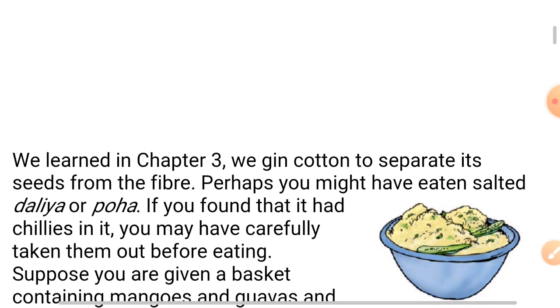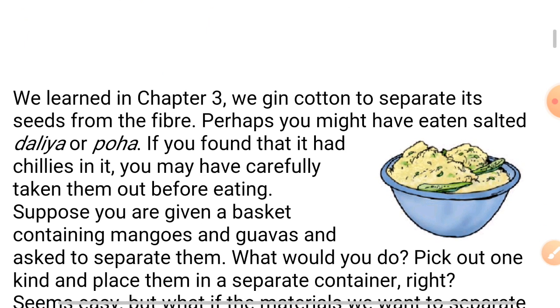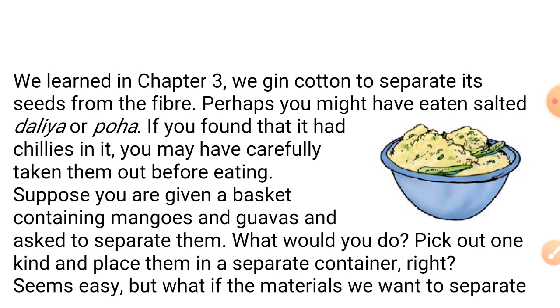Students, in chapter 3rd, we learned that we gin cotton to separate its seeds from the fiber. Today, perhaps you might have eaten salted dalia or poha or some kind of vegetable. If you found that it had chilies in it, you may have carefully taken them out before eating.